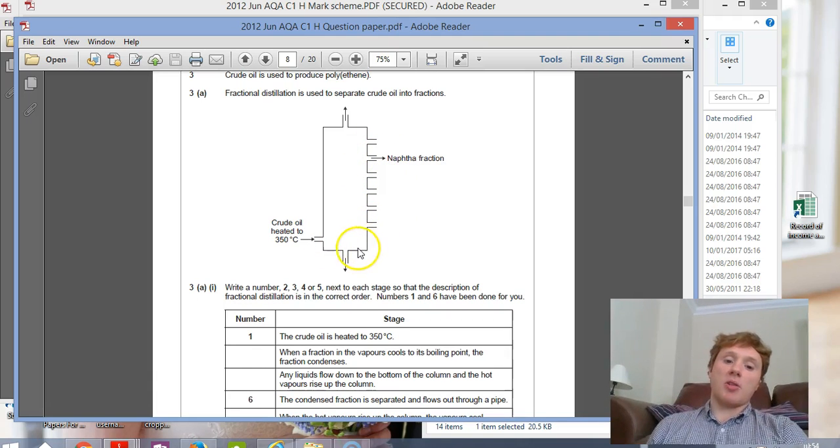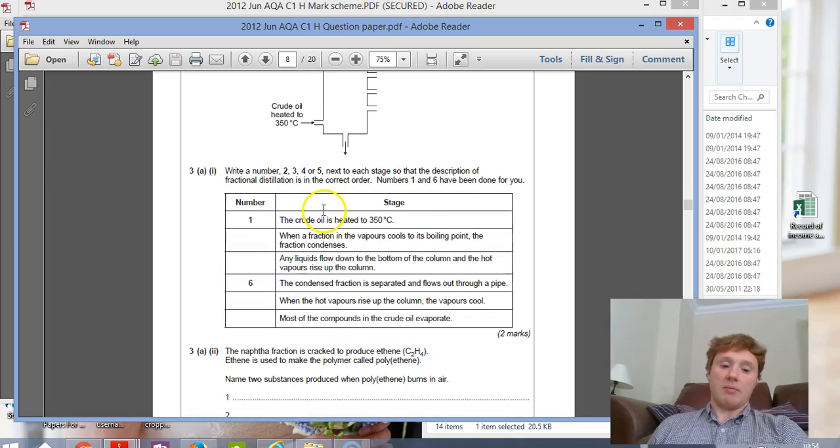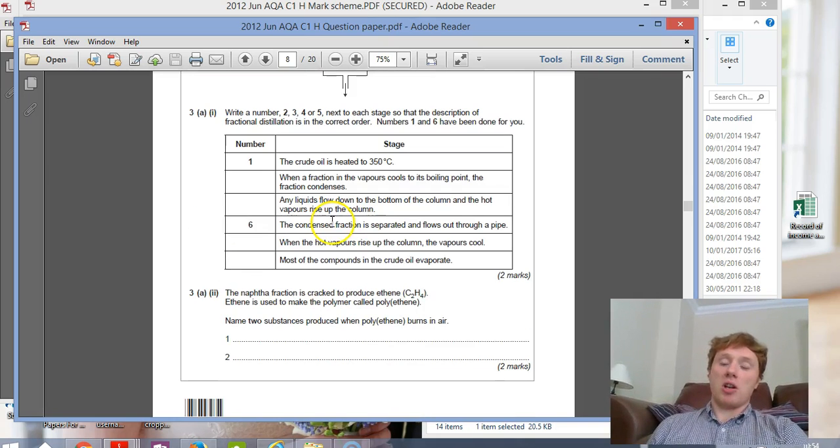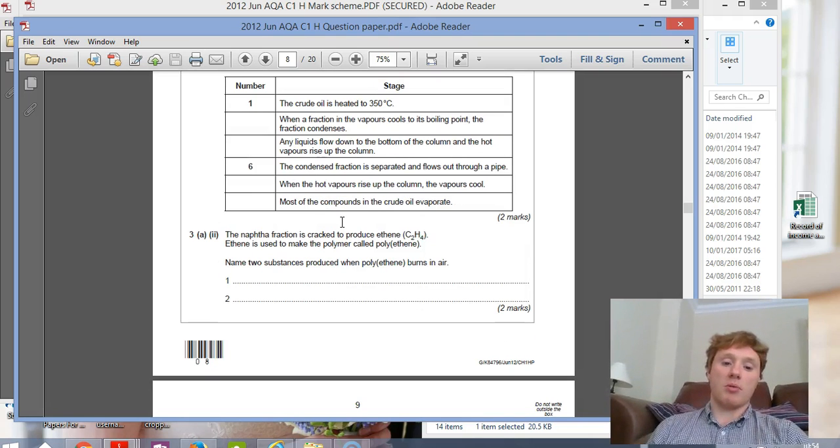You get some at the bottom which never vaporises because it's so big. Because the size of the molecule, the bigger the molecule, the higher the melting and boiling point. Naphtha fractions crack to produce ethene. Ethene is used to make a polymer called polyethylene.